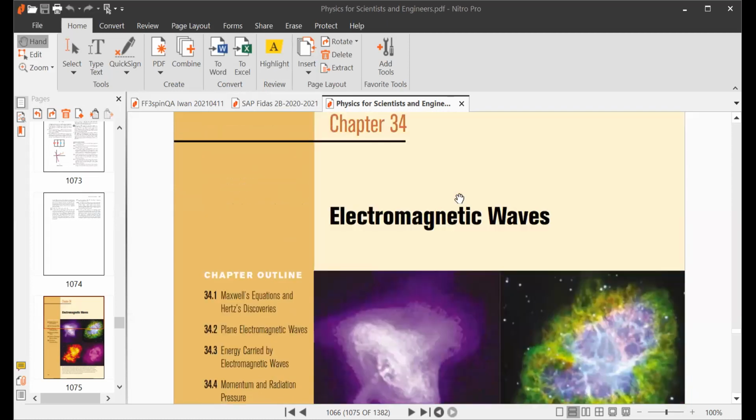Jadi apa namanya, hari ini kita belajar tentang electromagnetic wave. Oh, sorry, I'm sorry. So today we will discuss about electromagnetic waves. This is the waves which propagates... it doesn't propagate through the medium. It doesn't need the medium to propagate the waves.